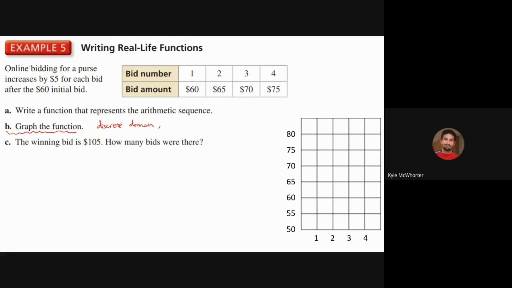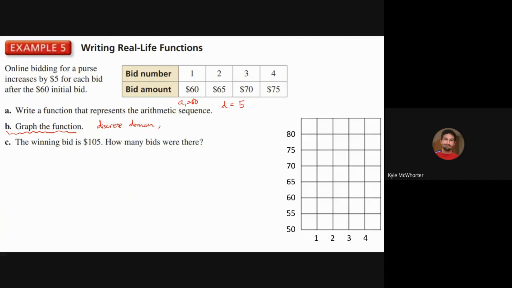Okay, now, example 5. Online bidding for a purse increases by $5 for each bid after the initial $60 bid. So the first bid was 60, so 60 is A1, right? A2 is 65, A3 is 70. But what's the common difference? D equals 5 because we're adding 5 each time.